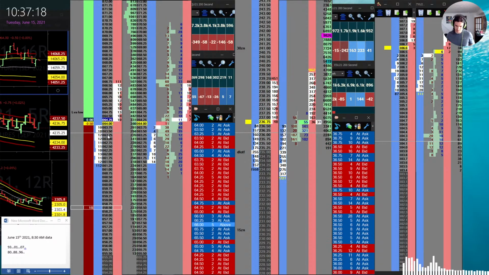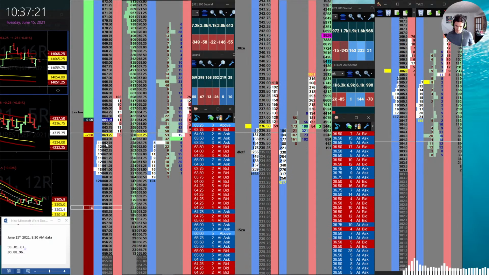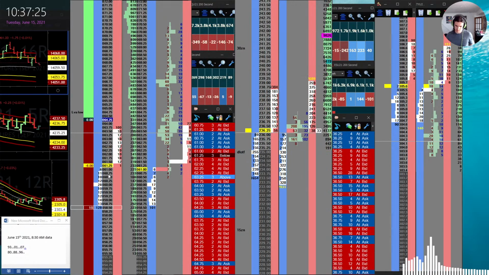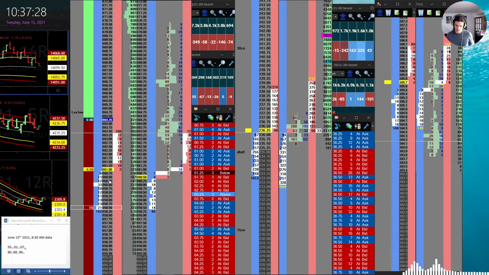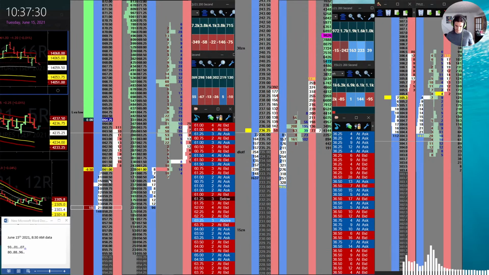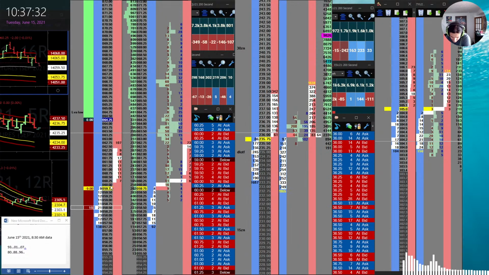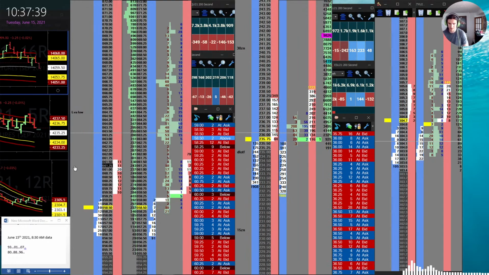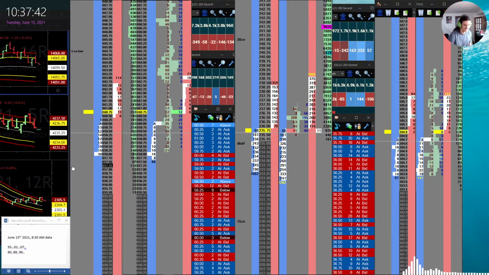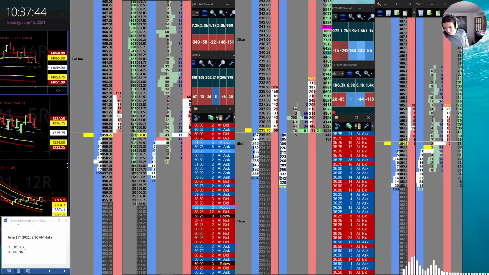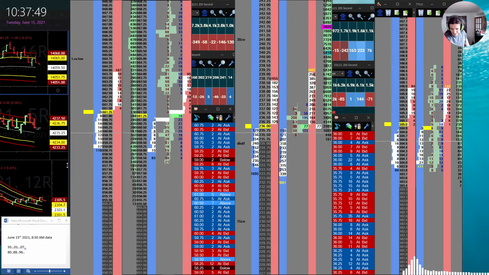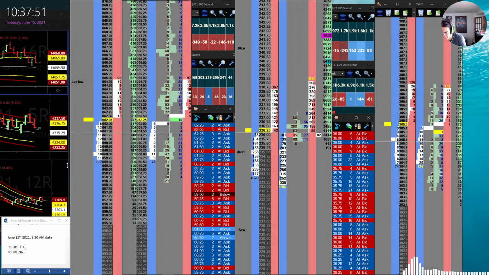$64, 63 bids. No, it's no. Look at that sweep, 59. Forget it, guys. Again, another trade where I had good profit and then I messed it up.